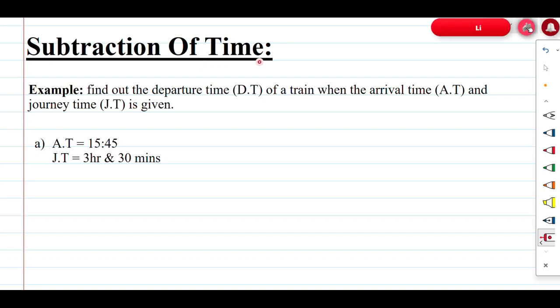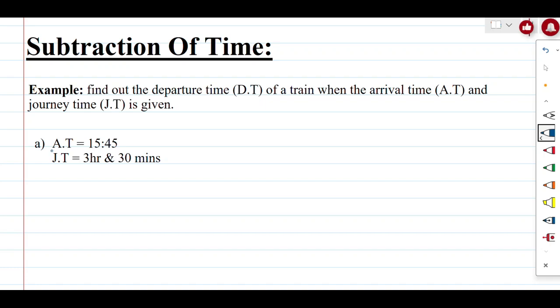Subtraction of time. Let us understand this concept with the help of a few examples. We need to find the departure time (DT) of a train when the arrival time and the journey time are given. That is, the time at which the train arrives at the station and the total time the journey takes. We need to find at what time the train leaves that station, so we need to subtract those two times.